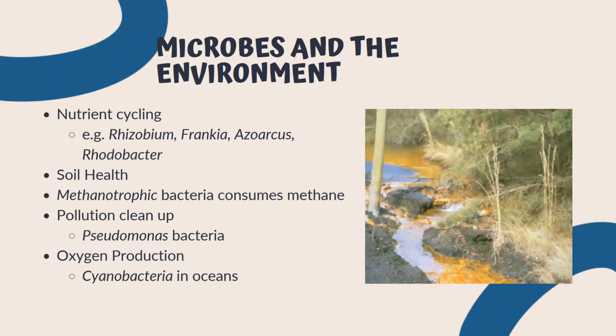All right, let's look at microbes and the environment. So microbes break down organic matter into simpler compounds by releasing nutrients like nitrogen, phosphorus, and potassium back into the soil. If any of you are in high school, you might be familiar with nitrogen fixing bacteria. Some examples of this would be the rhizobium, the Frankia, the azotobacter, and the rhodobacter. Those are all nitrogen fixing bacteria.